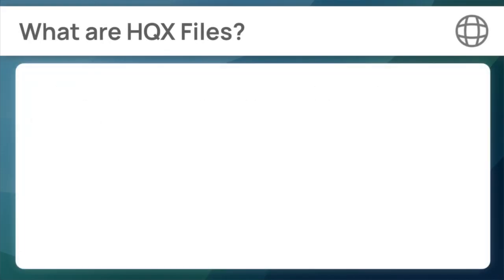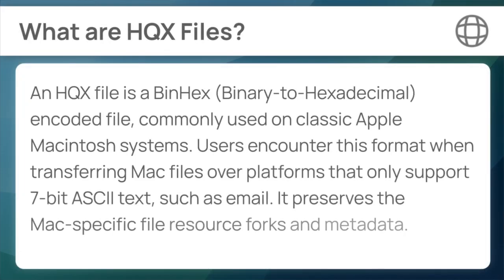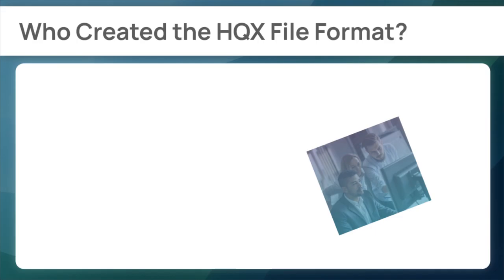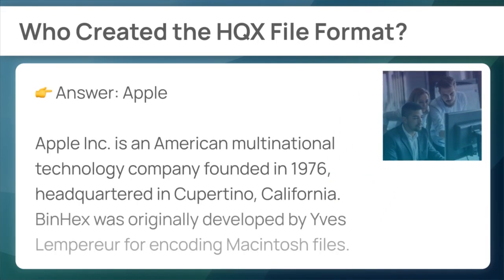An HQX file is a BinHex, binary to hexadecimal, encoded file, commonly used on classic Apple Macintosh systems. Users encounter this format when transferring Mac files over platforms that only support 7-bit ASCII text, such as email. It preserves the Mac-specific file resource forks and metadata.